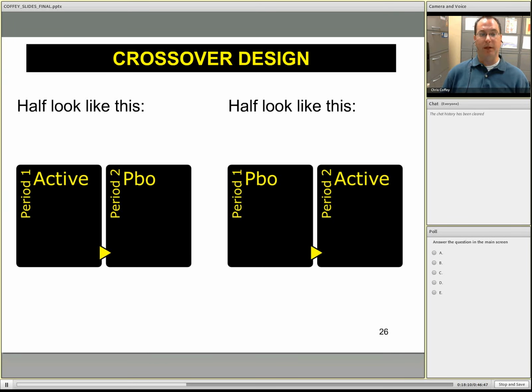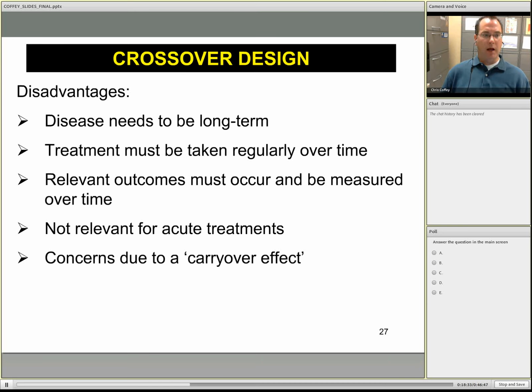So maybe half the subjects get the active treatment first, then there's a washout period and they would get the placebo, whereas the other half of the subjects would get the placebo first. After a washout period, they would then get the active treatment. It gives you the advantage that each subject serves as their own control. Again, you're able to take account of the correlation of multiple measurements within subject to reduce your variability. But there are some disadvantages.